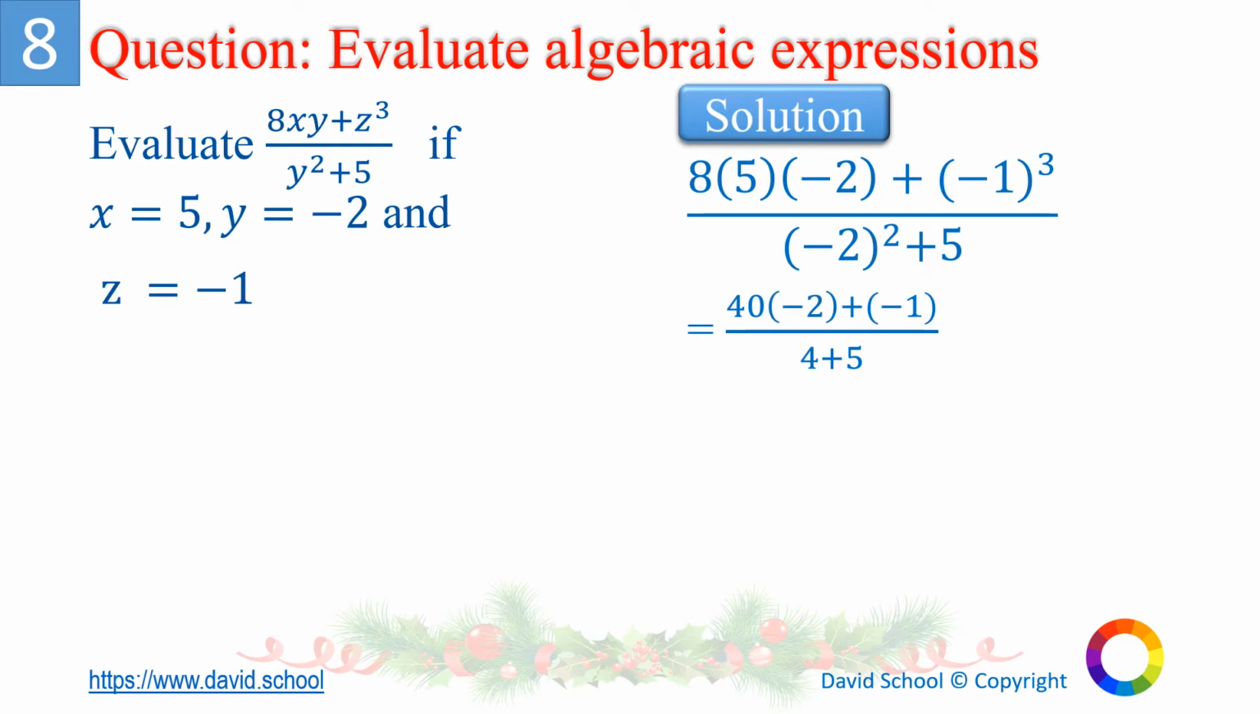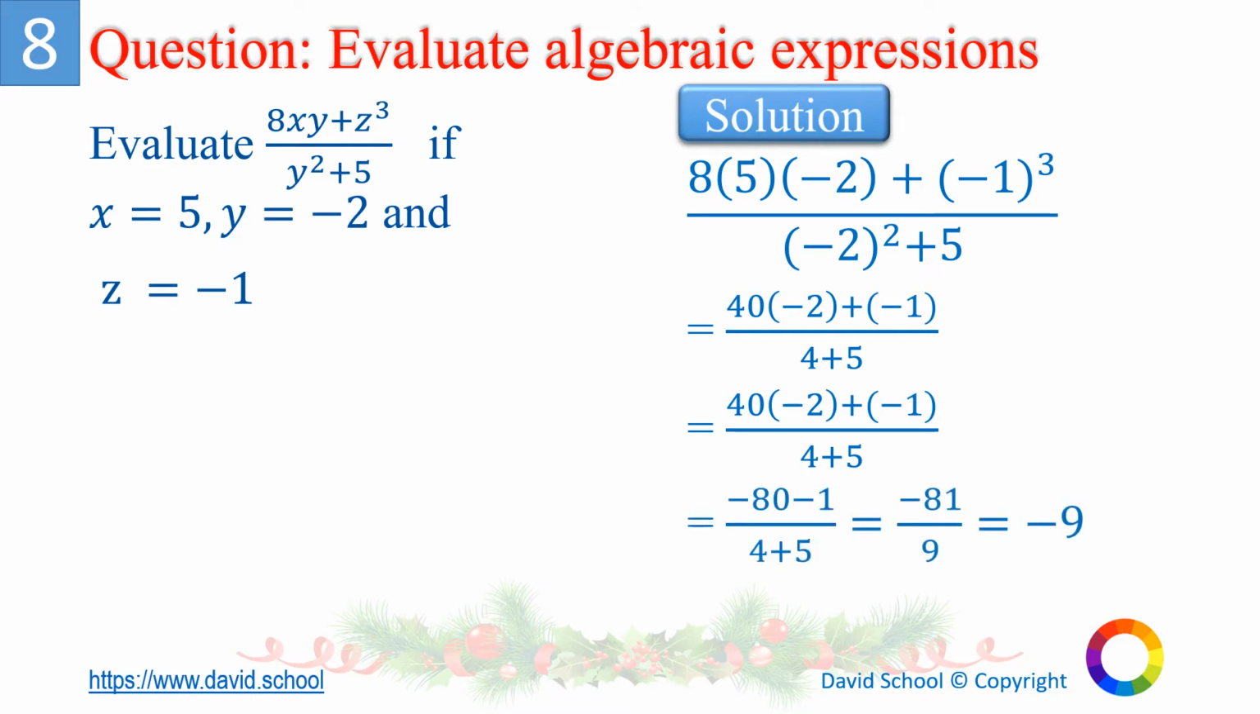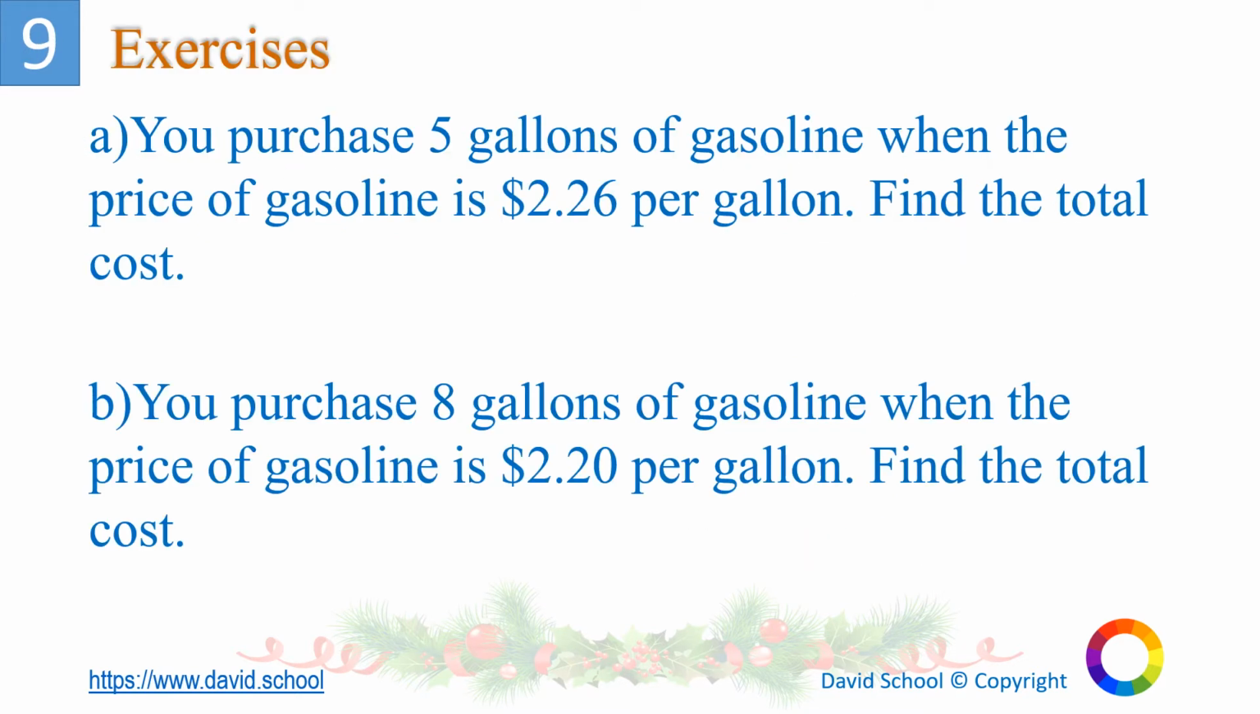8 times 5 is 40, and negative 1 cubed is negative 1, and negative 2 squared in the denominator is 4. We simplify further. 40 times negative 2 plus negative 1 over 4 plus 5, which is equal to negative 80 minus 1 over 4 plus 5. That is equal to negative 9. Now pause the video. Try to solve these questions.